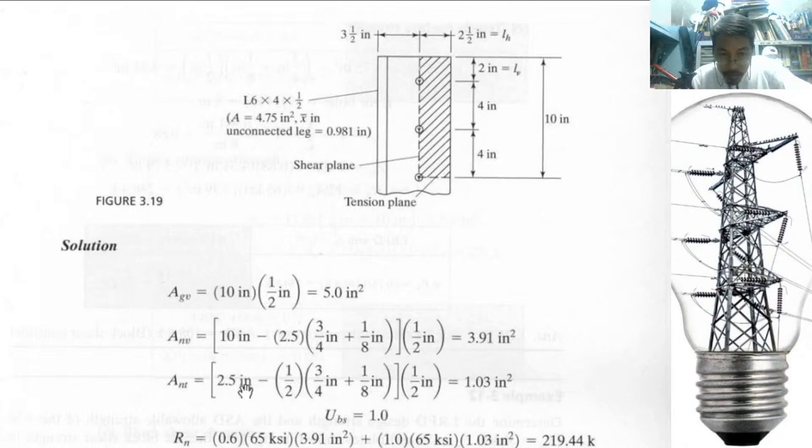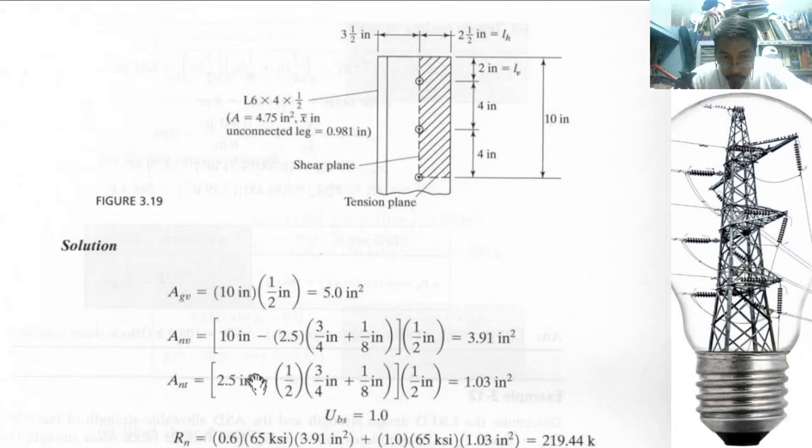2.5 inch. What is that? From this point to this point, this will yield in tensile manner. So this is a combination of shear and tensile. So this is tensile, but we are not using the whole area. We are only using this shaded block, from this point to this point, that is 2.5.